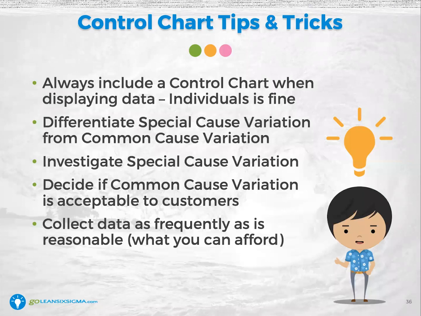If it's common cause variation, you want to understand, it's stable, but is it good? So you can have stable and good, you can have stable and not good. So if it's not good, then you're going to want to tackle the process and use some method like DMAIC to approach the process and improve it. And then collect data as frequently as reasonable. So what can you afford? That's how often you want to collect the data. So those are some tips.